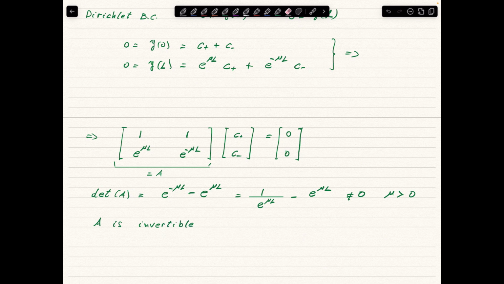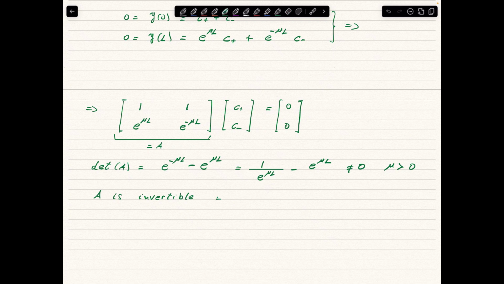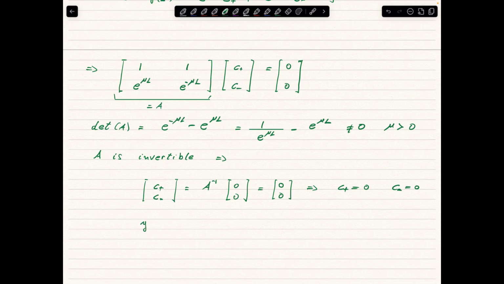And then what do we have? Well, that implies we can solve for c plus and c minus. They're going to be equal to the inverse matrix. We don't need to compute it because this matrix is multiplied by 0, so the result is 0. And this is the only solution. So from here we get that the only solution for the constants is 0 and 0. And therefore the only solution for the differential equation is 0, and there are no eigenfunctions.